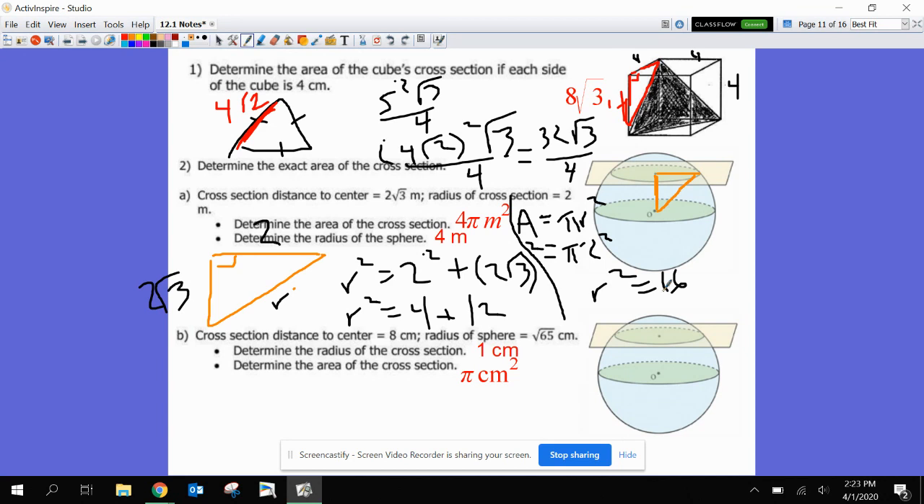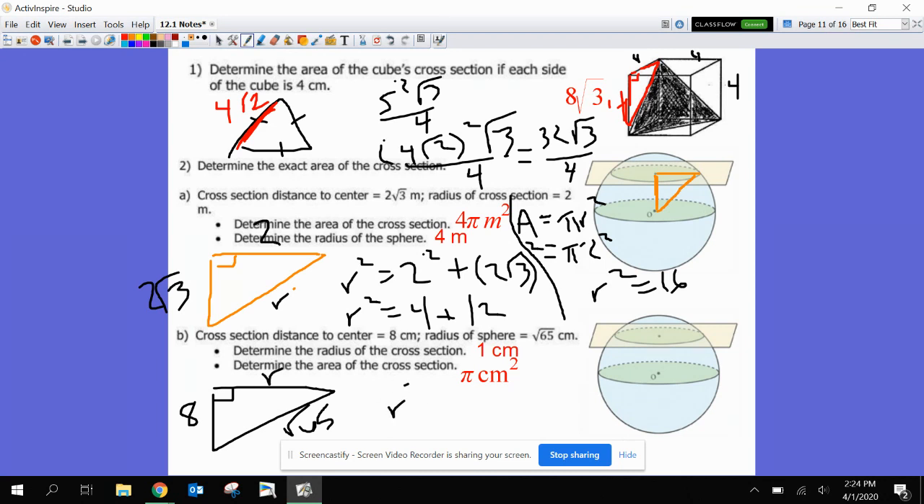Okay, so you've had a chance to practice. If you had troubles or issues with that, let's go ahead and knock these out. And let's clean these up here. So we have a right triangle inside of our sphere. And it says the cross-section distance is 8. So that means the vertical distance is 8. The radius of the sphere is the square root of 65. And it says we need to find the radius of the cross-section.